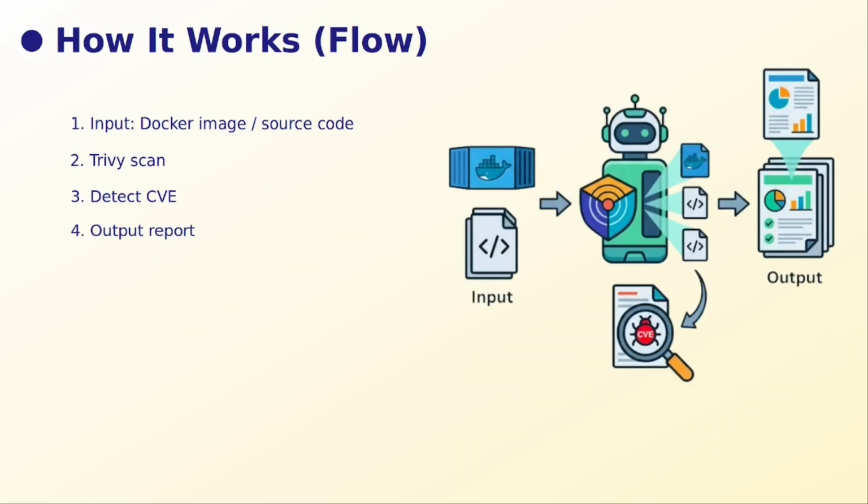How it works? Let's simplify everything into a clear flow. Here is how it works step by step. First, we provide an input such as a Docker image or source code. Second, Trivy processes a scan. Third, it detects vulnerabilities using the CVE database. Finally, it produces a report. This is a simple but powerful pipeline. If possible, this is a great place to show a diagram, because a visual flow helps people understand faster.